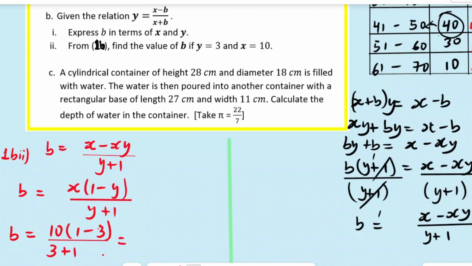Now let's do the simplification. So we take the bracket first. 1 minus 3 is going to be minus 2. So that's going to be 10 times negative 2 all over 4. So 10 times negative 2, that's going to be negative 20 out of 4. So we can still simplify. 4 goes into 20, 5 times. So that means we're going to get negative 5 as the final answer. So that's the value of b when y is equal to 3 and x equal to 10. We have negative 5.